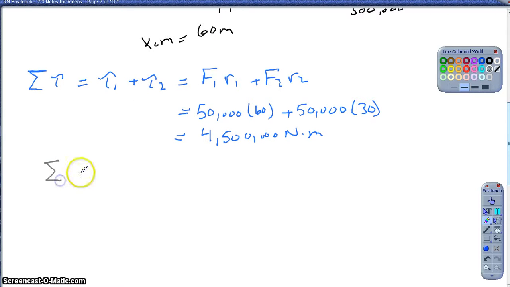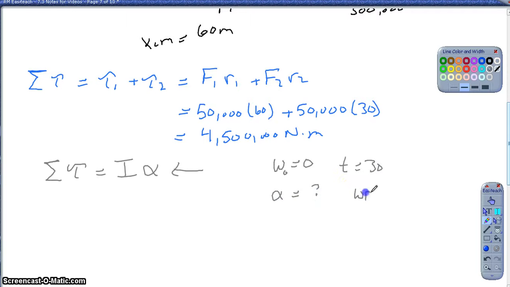Well, using the relationship we just looked at on the last page, the net torque equals the moment of inertia times the angular acceleration. If I could find the angular acceleration, and I know that the system starts at rest and it goes for a period of 30 seconds, so if I could find the angular acceleration, then finding the final velocity, which is what we're looking for, would be pretty easy, right? Just using a little bit of kinematics. So my goal now is to find the angular acceleration by first finding the moment of inertia.